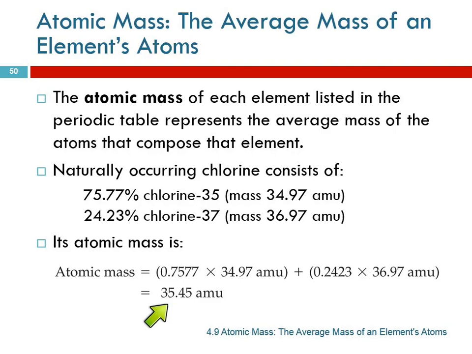The average has to be between the highest and lowest values. So if you do a calculation like this, and you come up with something that's smaller than 35 or larger than 37, go check your calculations because you did something wrong. This mass is between this mass and this mass. But it's not a simple average where you just took the two numbers, added them, and divided by 2.